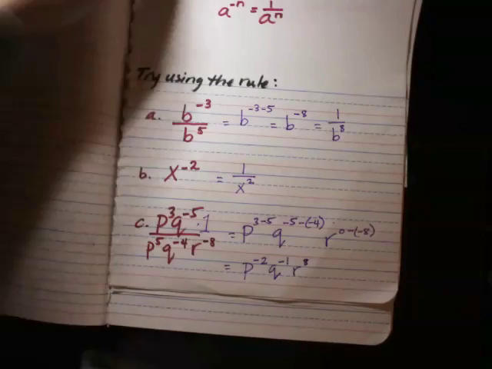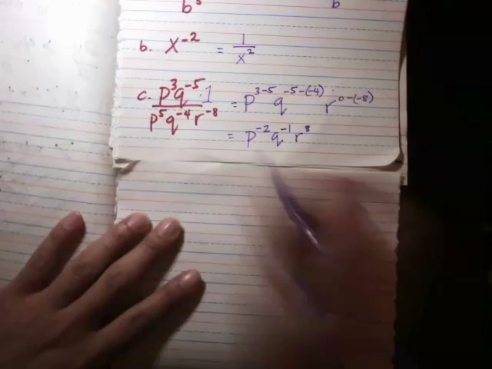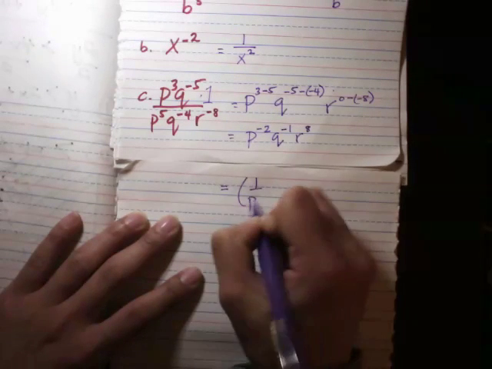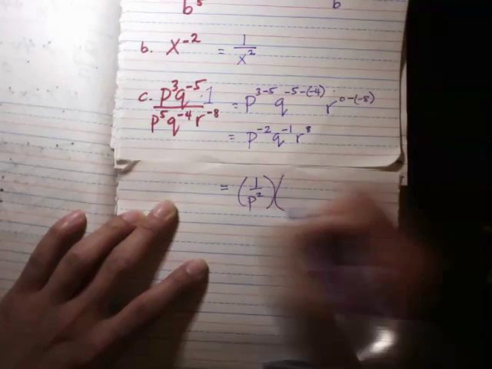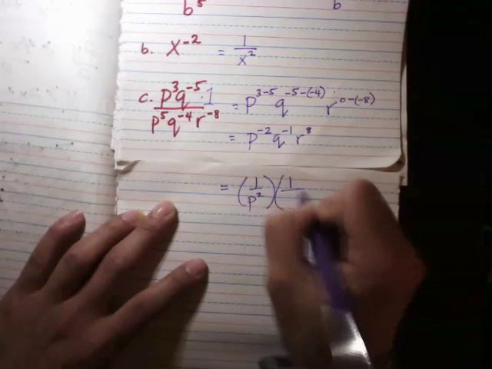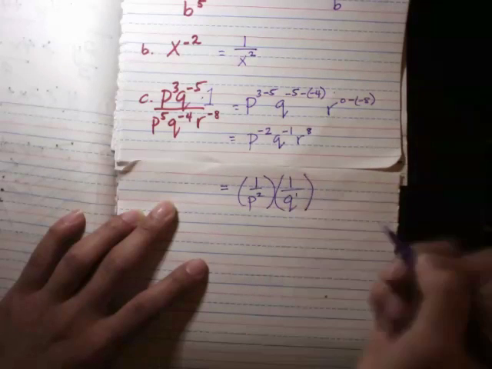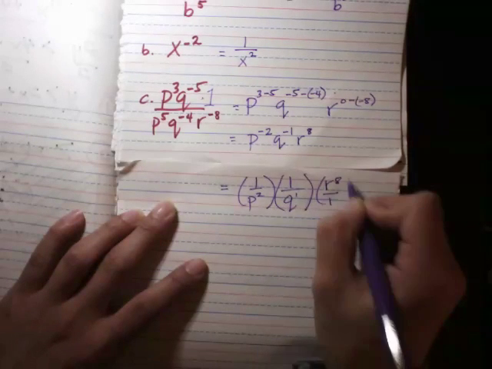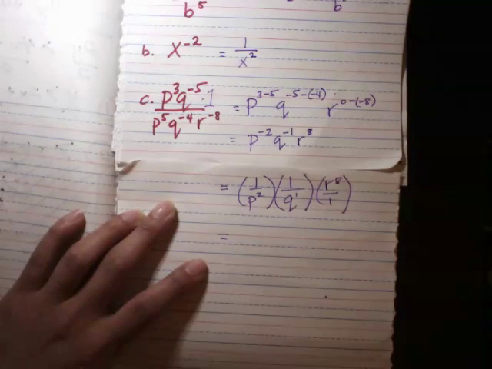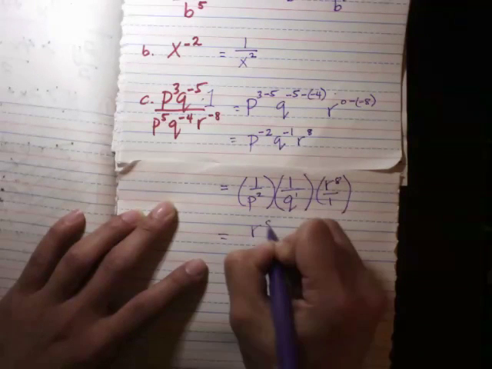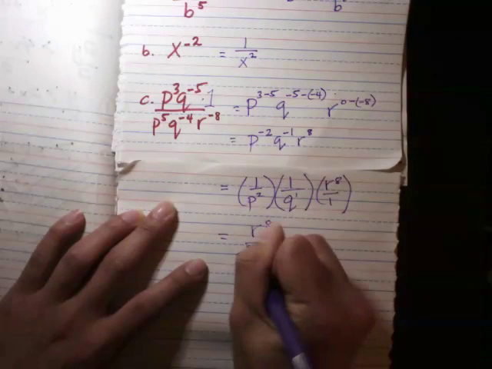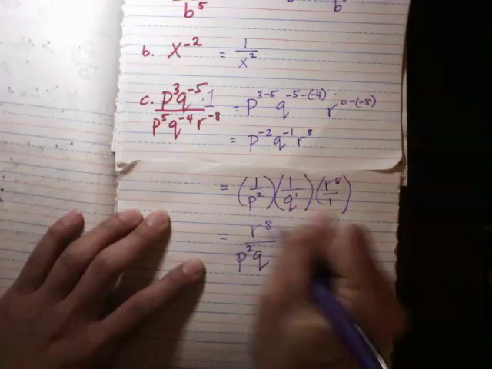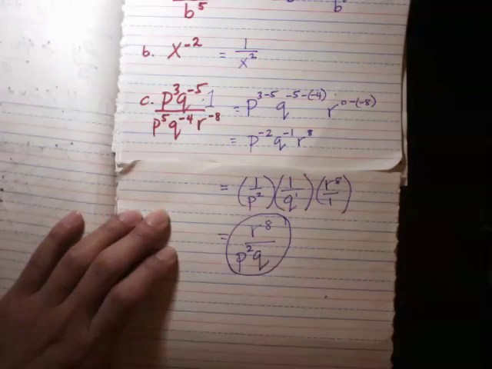Taking a look at this, p to the negative 2 we said is 1 over p squared. q to the negative 1 is 1 over q to the first. And r to the 8 is just r to the 8. If we want to make it a fraction, we could put it over 1 and multiply straight across. We have r to the 8 all over p squared q. This is the most simplified version.